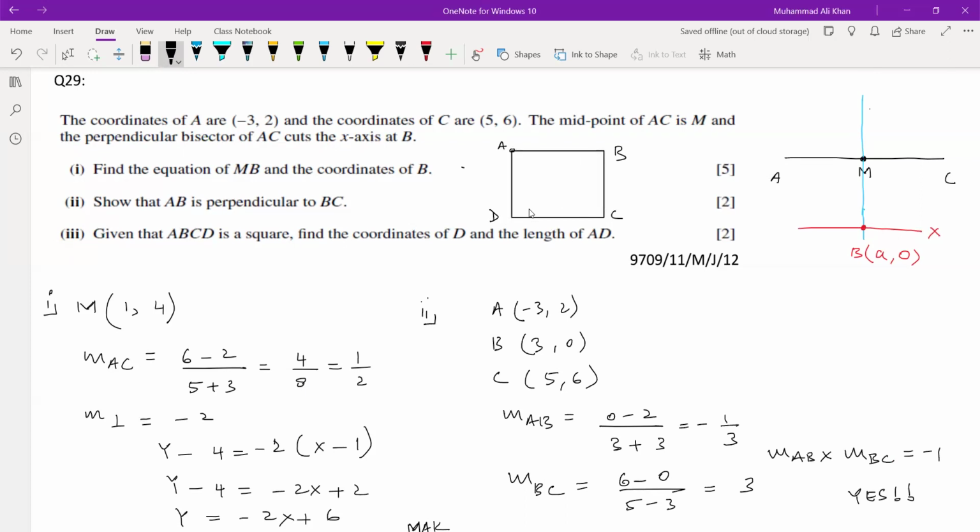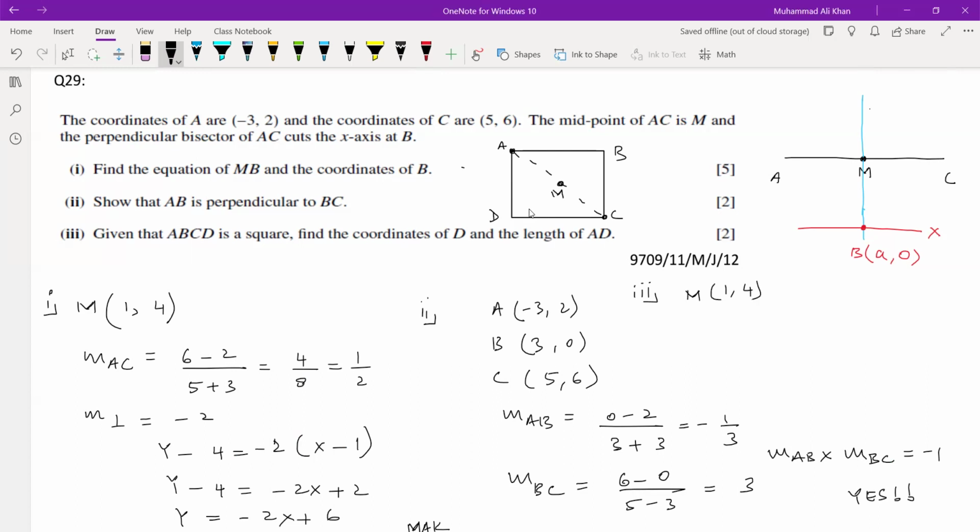We have the coordinates of A. We have the coordinates of C. I am calculating the midpoint of AC. And how can we calculate the midpoint of AC? By using the formula. The midpoint of A and C we have already calculated. And how much is it? 1 and 4. So the midpoint has come, 1 and 4.